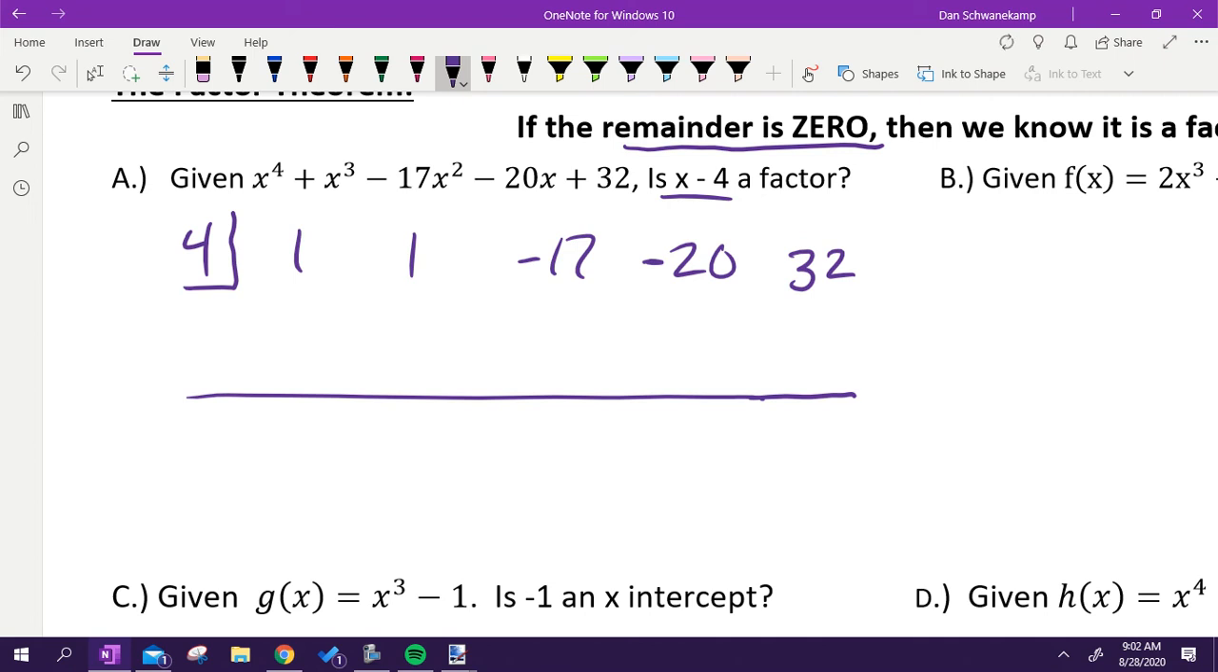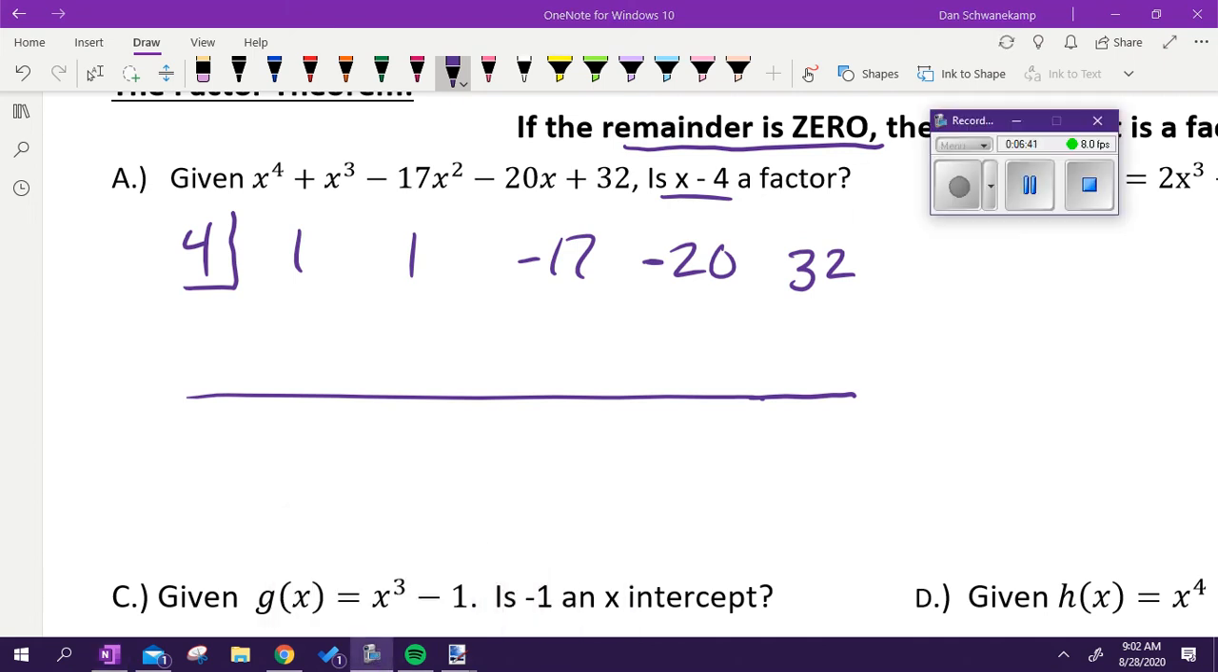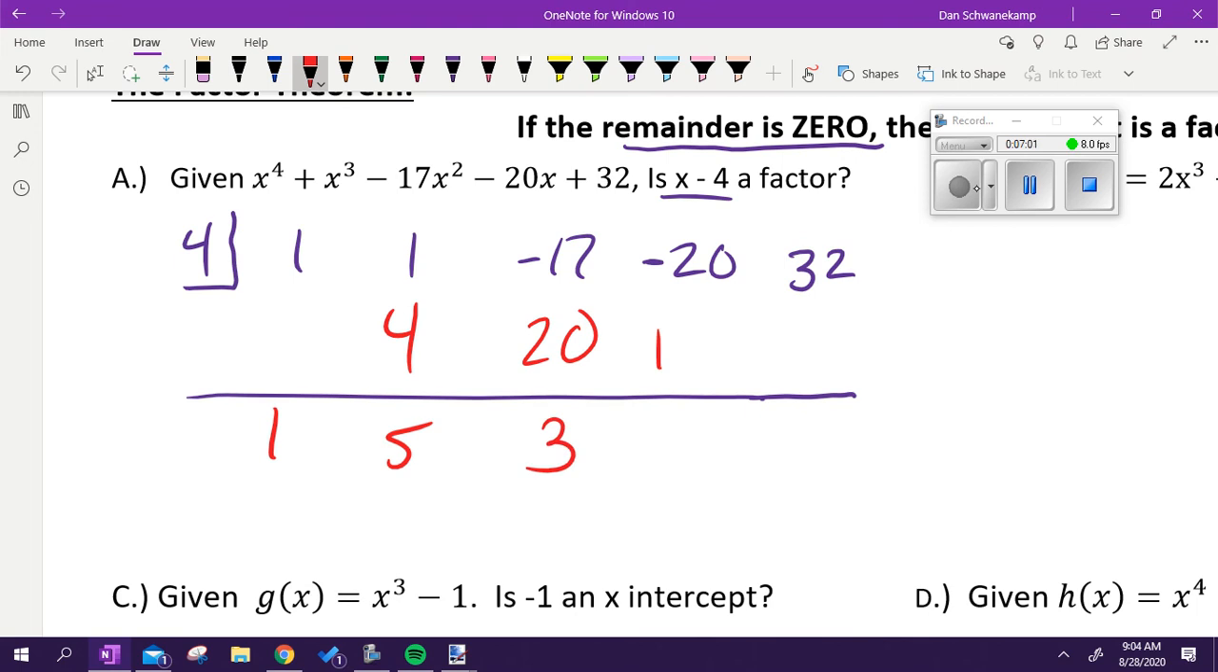Okay, try that one, see what you get. And try the next one. Try A and B here. Go. Here we go. We're trying the first one. When you plugged in 4, what'd you get for your answer? Show me the fingers. What'd you get when you plugged in 4? Should have gotten 0. Let's check. Drop that 1. Multiply. Add. Multiply. Add. Multiply. Add. Multiply. Oh, cool. I got 0.